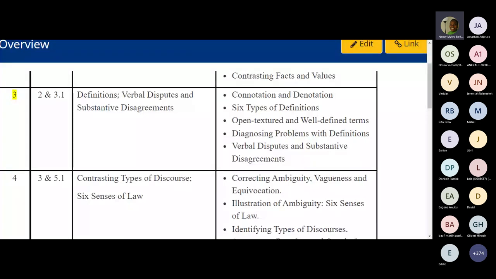And then finally, still in this topic that we hope to conclude, and conclude well, not just conclude, but conclude well today, we will be able to cover verbal disputes and how they differ from substantive disagreement. All right. So that's what we want to achieve. God help us all. Amen.